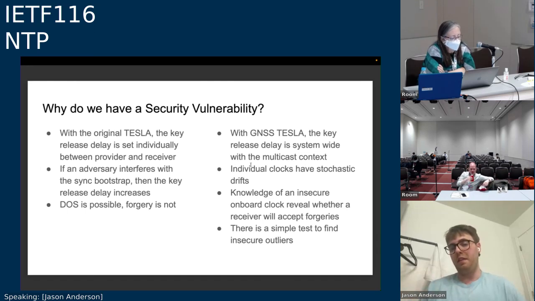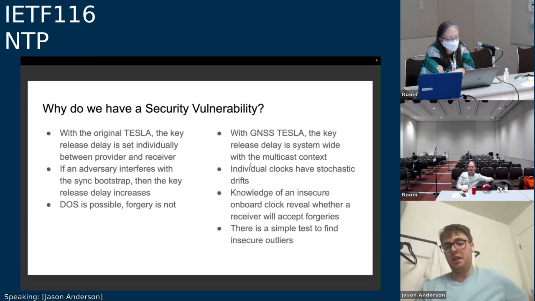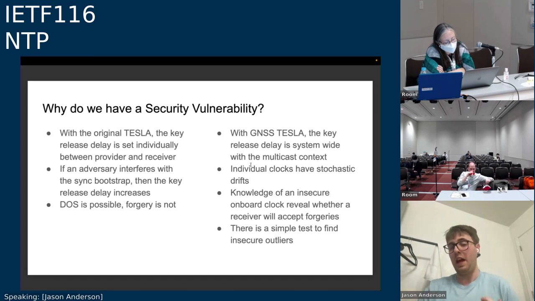But with GPS TESLA, the key release delay has to be system-wide in a multicast context. So we can't have individual settings. Everybody has to have a clock that's within a specific offset. Individual clocks also have stochastic drifts, and knowledge of that insecure clock would reveal whether or not the receiver will accept forgery. So if my clock spontaneously goes to an offset of more than 7 seconds or more than 6 seconds, and somebody knows about it, then I know that that specific receiver will accept forgeries.